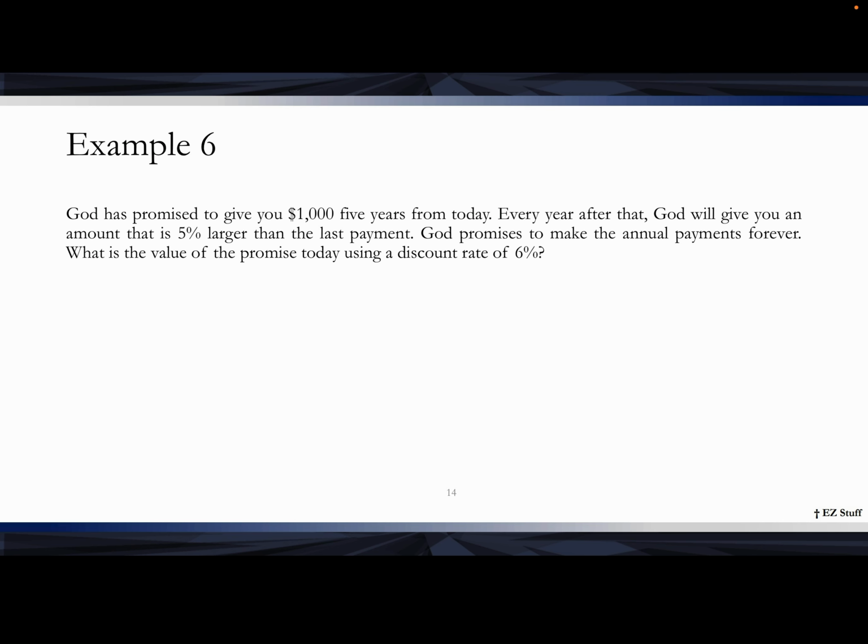So the first step is to figure out what type of cash flow we're working with. So this is a growing perpetuity. Okay? So God is making a payment every single year, and it grows at a constant rate, and it goes on forever. So it's a growing perpetuity, and we're trying to calculate the present value as of time 0. What's the value of the promise today at a discount rate of 6%?